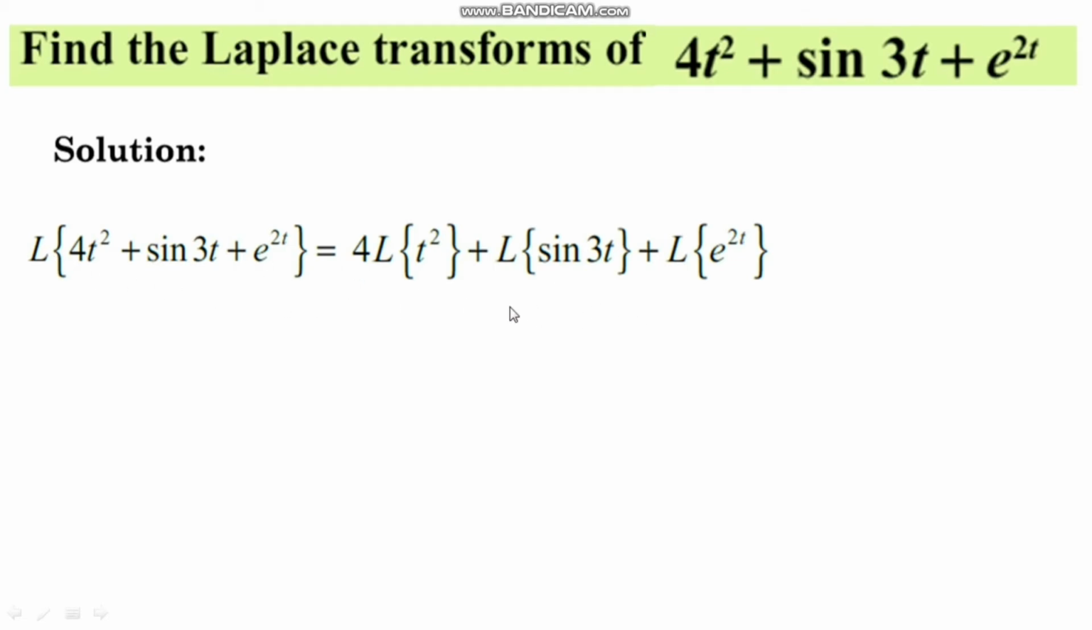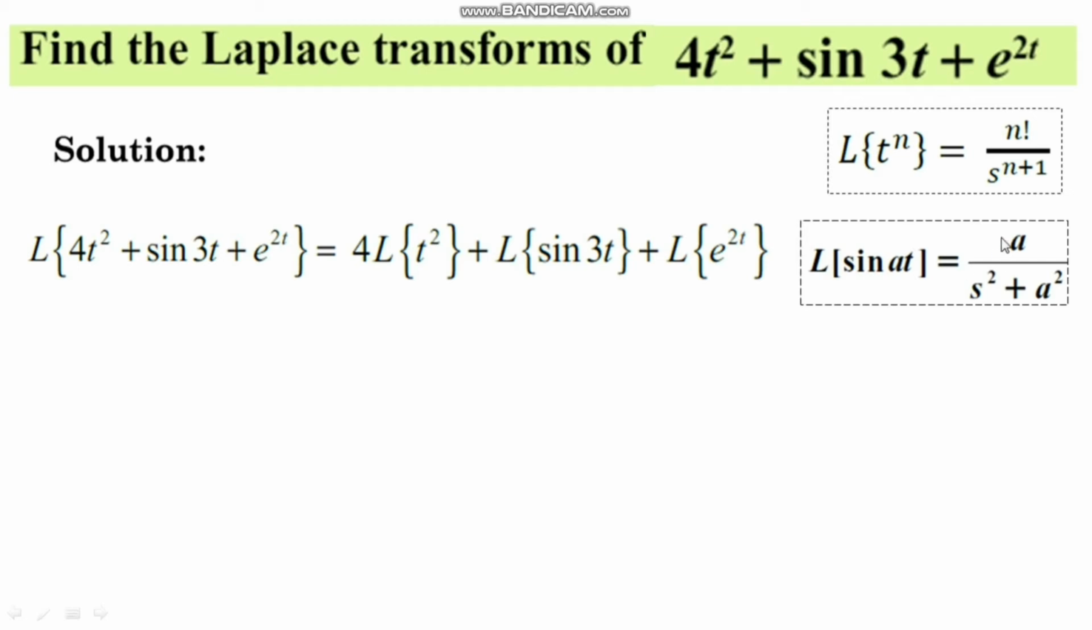So here we have t^2, sine 3t, e^(2t). These are three different elementary functions. We know that the Laplace transform of t^n, when n is a positive integer, is n factorial by s^(n+1). Later, the Laplace transform of sine at is a by s^2 plus a^2. The Laplace transform of e^(at) is 1 by s minus a. Use these formulae to get the Laplace transform of this function.